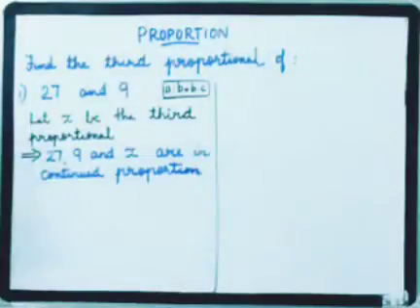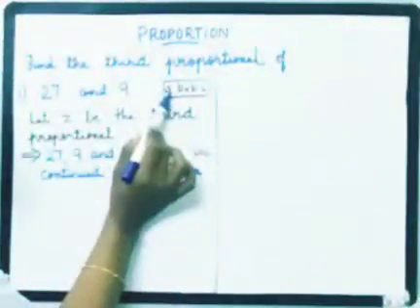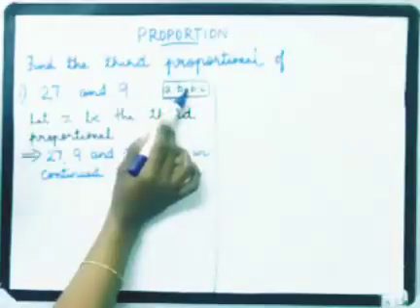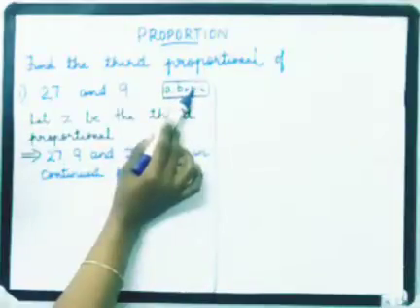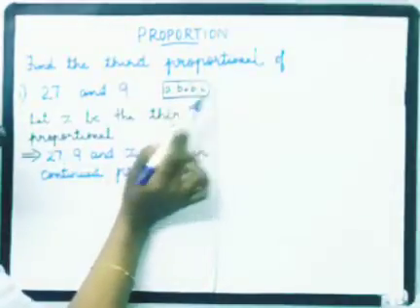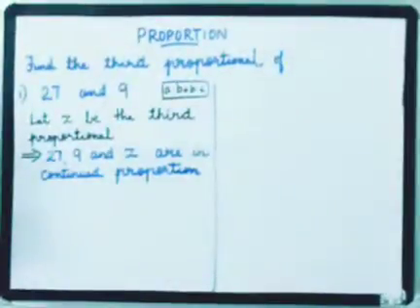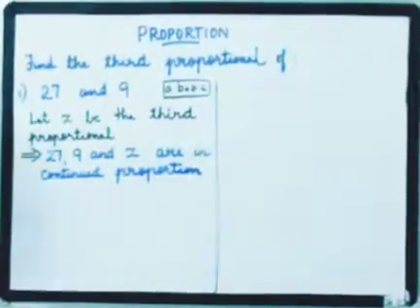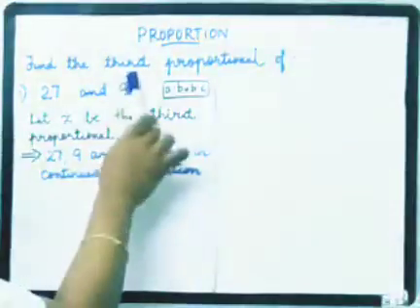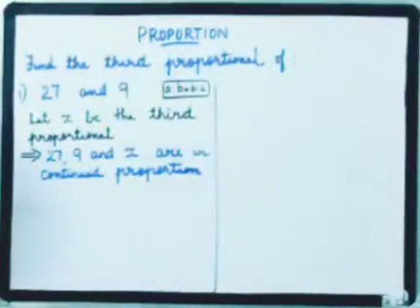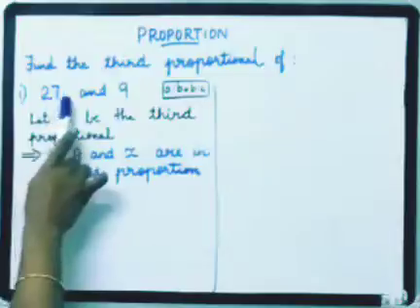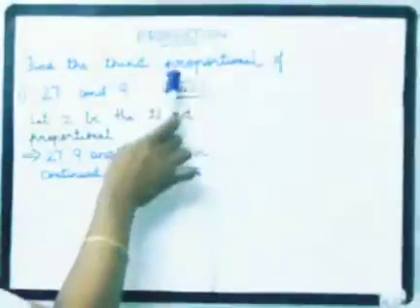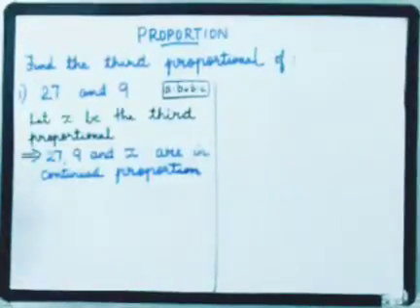If three quantities are said to be in continued proportion, the ratio between the first quantity and the second quantity is equal to the ratio between the second quantity and the third quantity. Then here the question is, find the third proportional of 27 and 9. Here we have only two quantities. We want to find out the third proportional. How can you find out the third proportional?